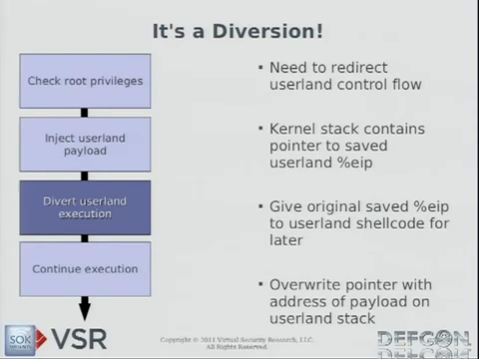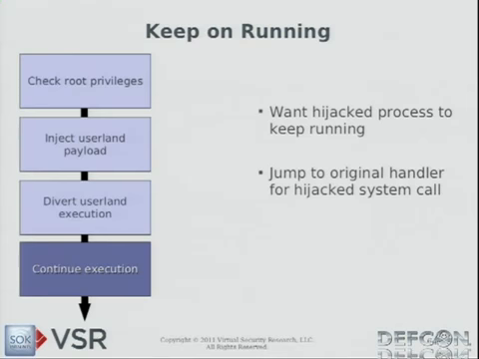Now finally, one of the last things we need to do is actually make sure that when this process that we're hijacking returns from the system call that it's in, it runs our code. In addition to saving the userland stack pointer, the kernel saves the userland instruction pointer on the kernel stack so that when it returns from the system call, it knows where to go. So we just need to overwrite this pointer on the stack with the address of this userland shellcode that we just injected, and then when it returns, it'll run our code in userland.